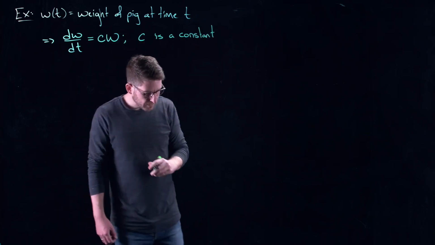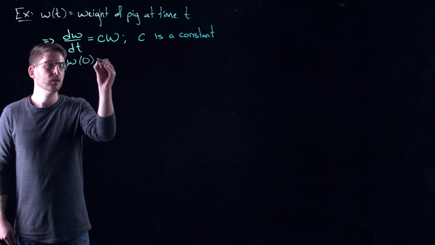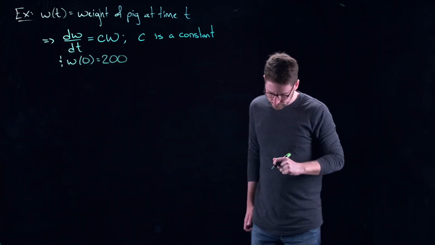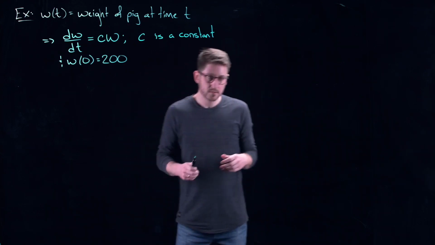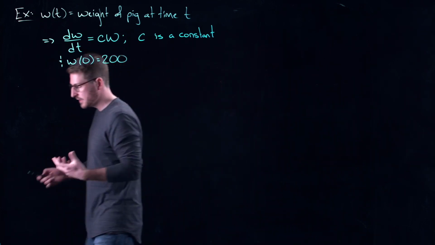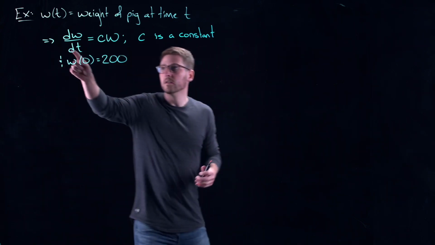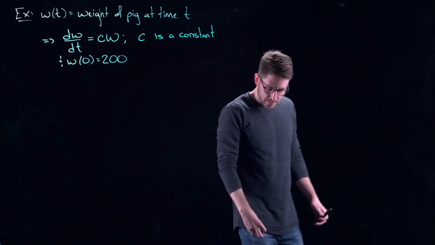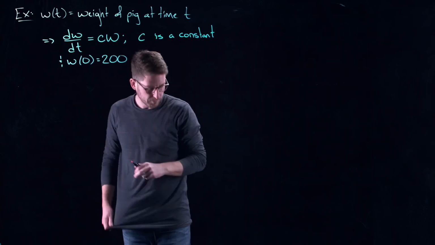And what we also knew from that problem is the initial weight of the pig. We knew that it started at 200 pounds. Okay, the question is, what should C be in this case? Well, what we'll do is we'll draw on a little bit of information that we had from the example in the previous video. So we had that the growth rate was constant and it was equal to 5 pounds per day when we were 200 pounds. Okay, so that's how we started that problem.